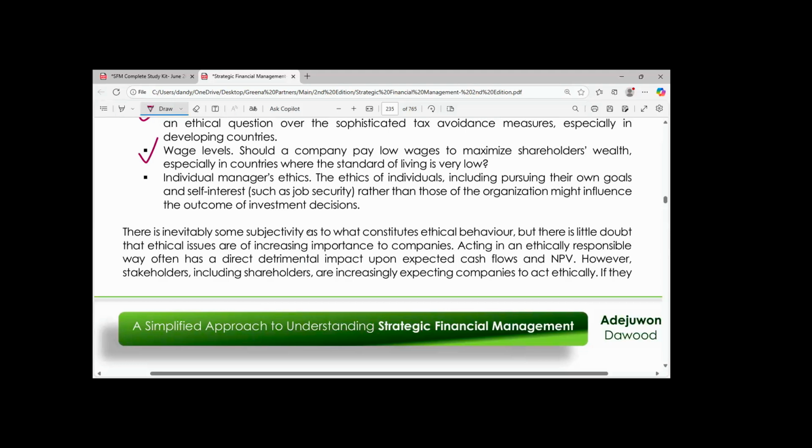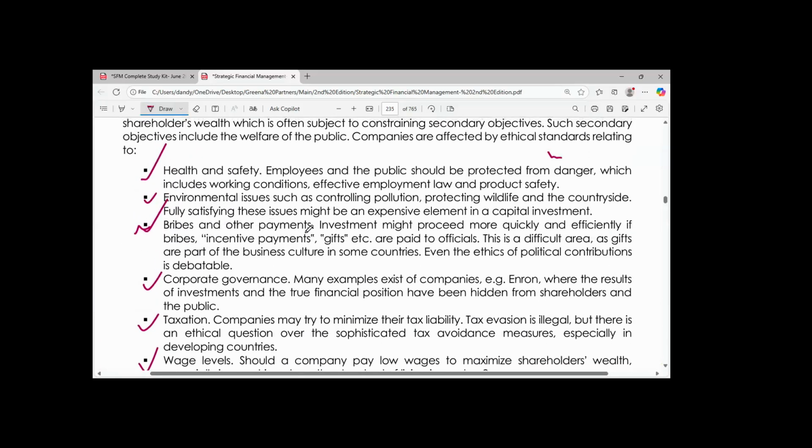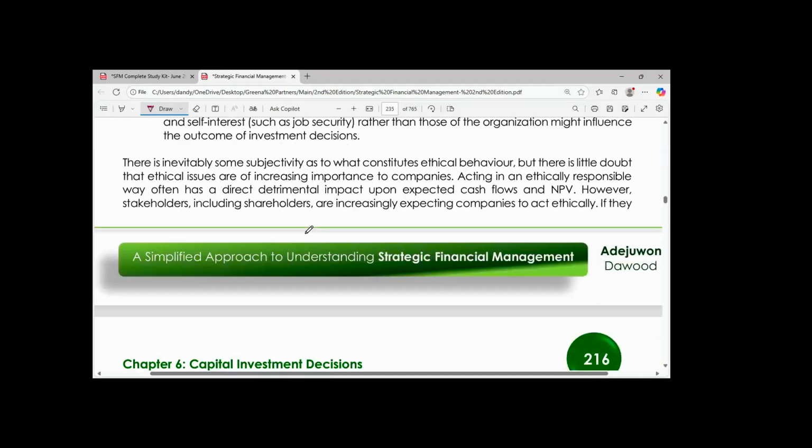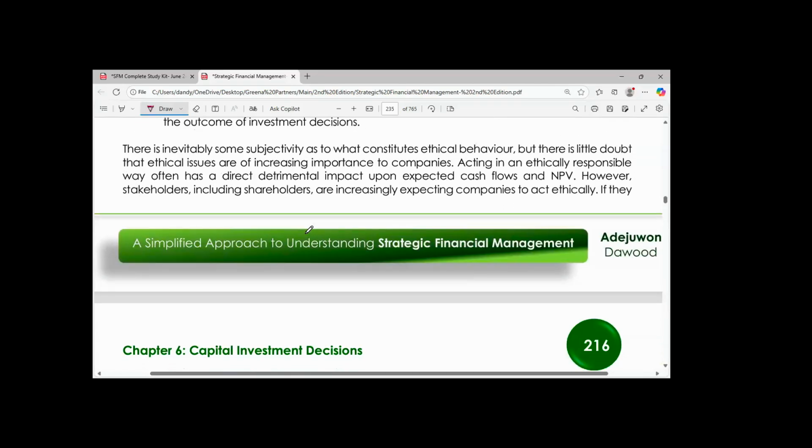So because they want to meet that target, because of what they are going to benefit from meeting the target, they may want to do something that is not ethical as a result of achieving their results. So these are some of the ethical issues we consider in relation to the investing decision.